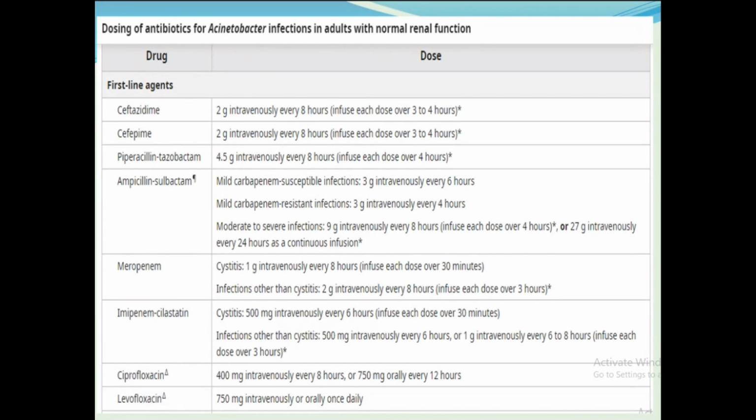Imipenem cilastatin was also a choice, but from my experience, I haven't seen that much effectiveness of this drug. Ciprofloxacin and levofloxacin were also used, but we haven't seen any benefit on CRAB with these. Usually, all the molecules, including meropenem, are inactive for carbapenem resistant Acinetobacter, but for a general Acinetobacter infection, yes, we can have these choices as an option.